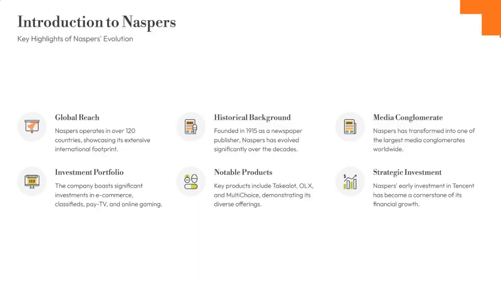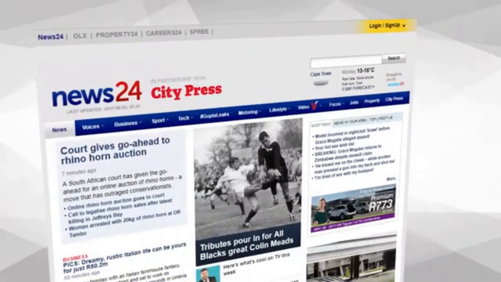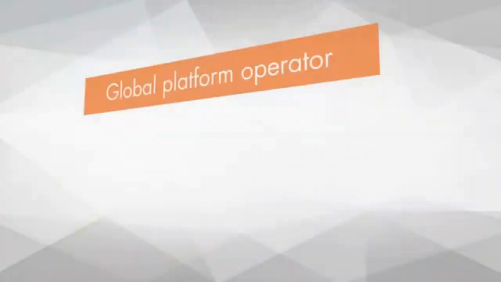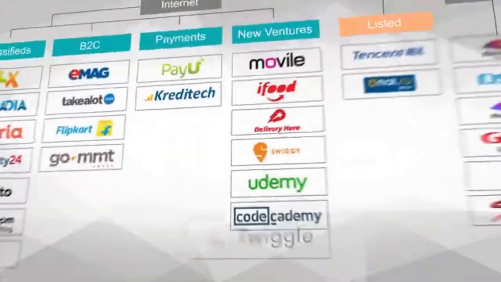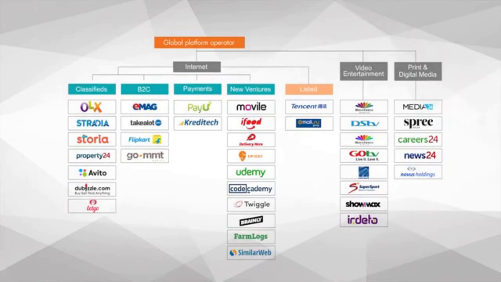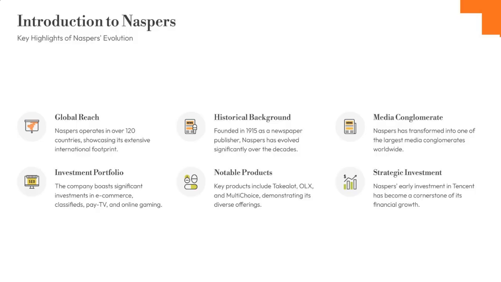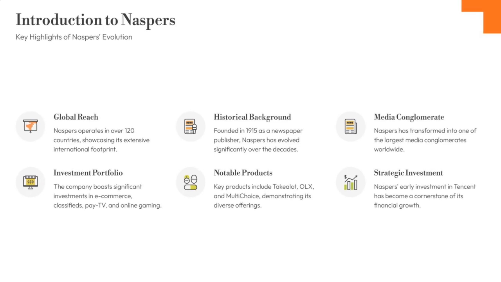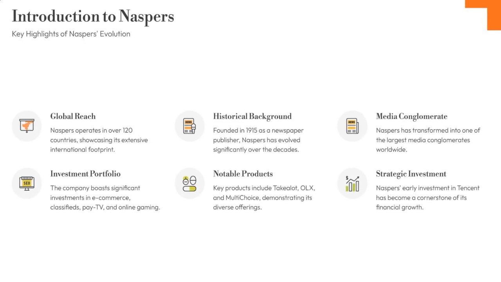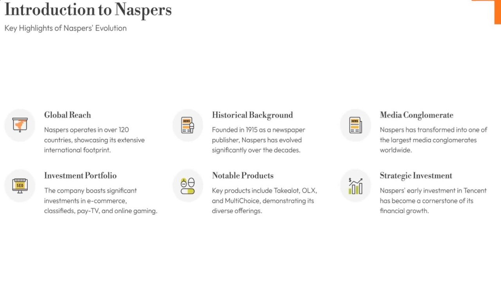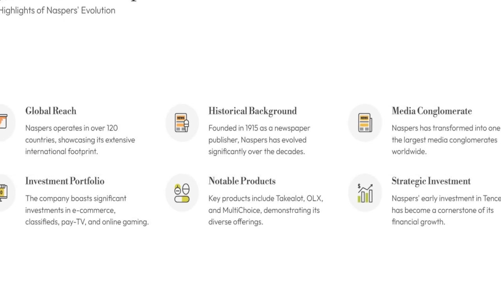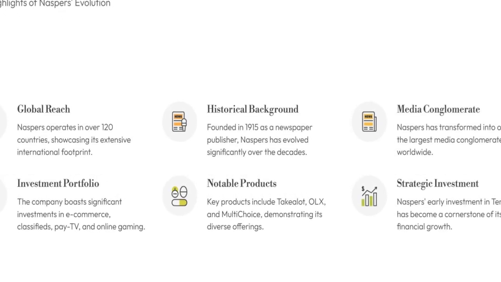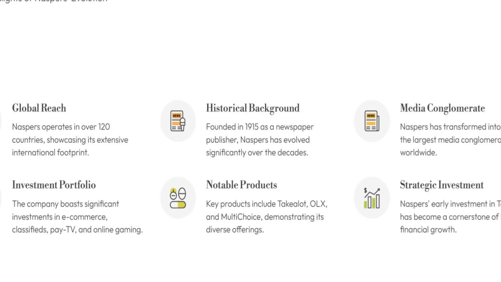Historical background: founded in 1915 as a newspaper publisher, Naspers has evolved significantly over the decades. Notable products: key products include Takealot, OLX, and MultiChoice, demonstrating its diverse offerings. Media conglomerate: Naspers has transformed into one of the largest media conglomerates worldwide. Strategic investment: Naspers' early investment in Tencent has become a cornerstone of its financial growth.